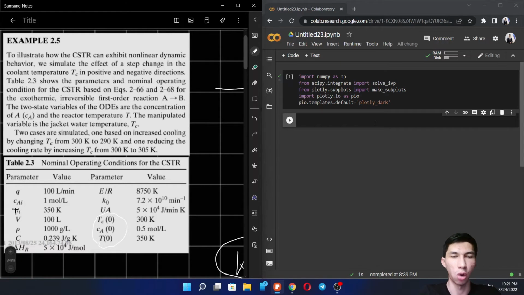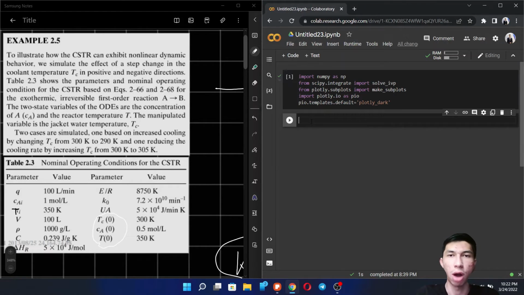Okay, so for starting the coding, we notice from the question that there are two cases that we have to see: where the cooling temperature goes from 300 to 290, and the second case is where it goes from 300 to 305. So there are going to be two different plots. We're going to see two different cases. So let's start from the first case, where our cooling temperature on the cooling jacket goes from 300 to 290.